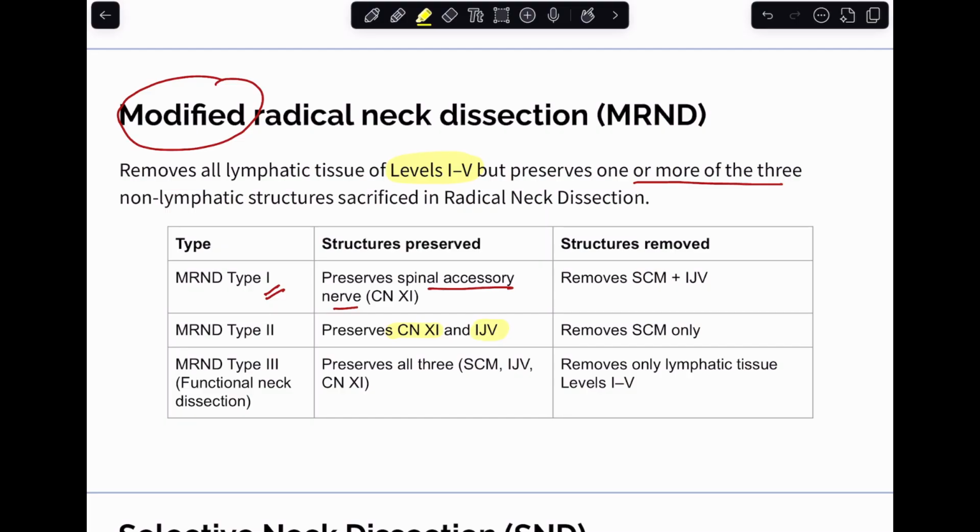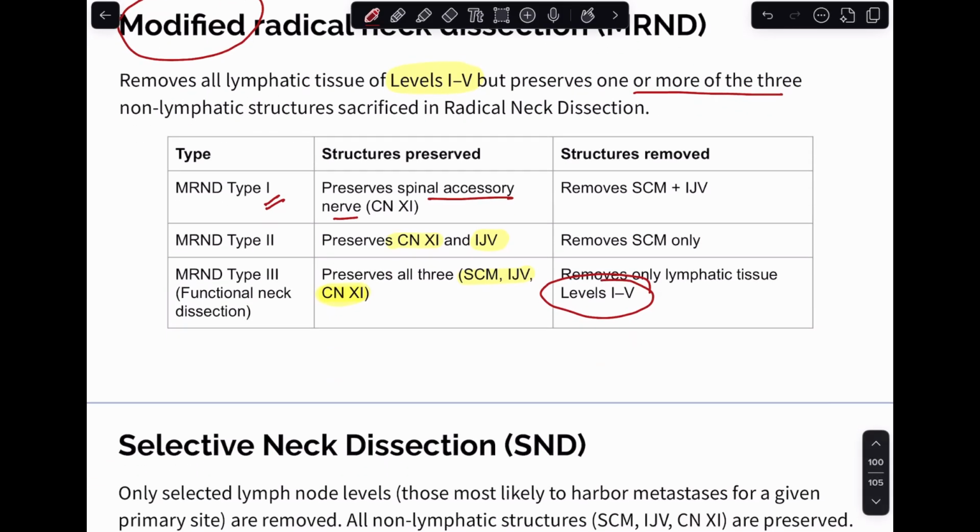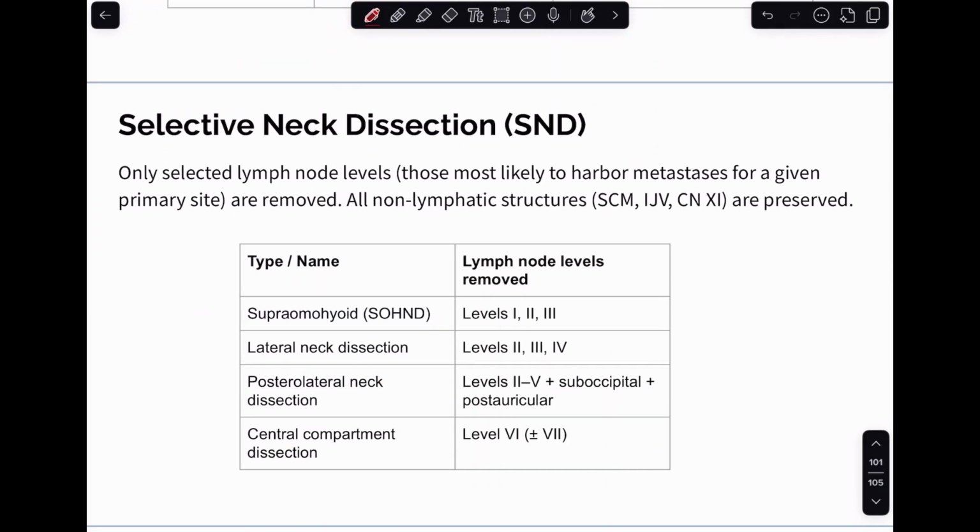Type 3 is also known as functional neck dissection. Here we preserve all of the 3 structures: the sternocleidomastoid, the internal jugular vein, and the spinal accessory nerve. We only remove the lymphatic tissue in level 1 to 5. So this is what modified radical neck dissection is. Next is selective neck dissection.